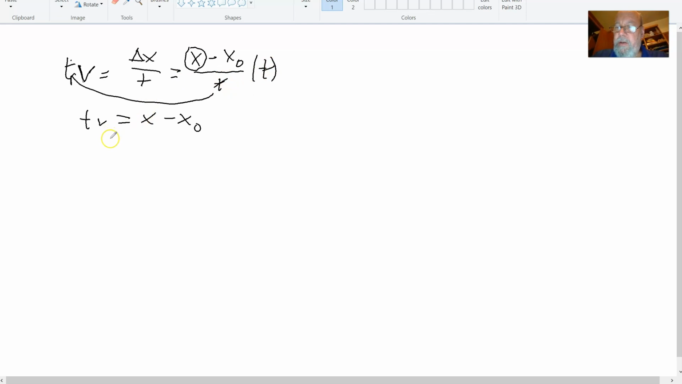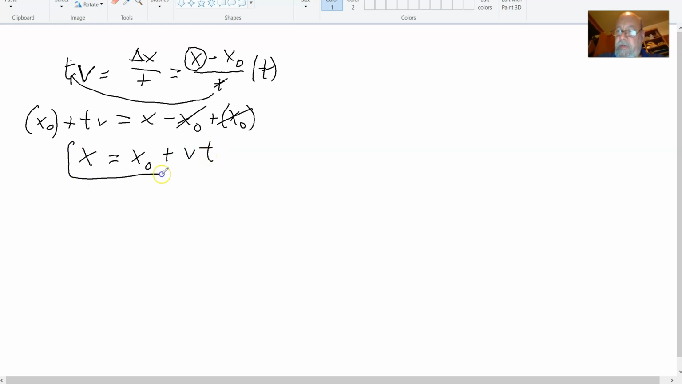Okay, the next thing I need to do if I want to get x by itself is I need to add x0 to both sides of the equation. So I'm going to add x0 and add x0. Okay, and that leaves us with x equals x0 plus velocity times time. Okay, that's going to be our first equation, and this is what I want you to put on your worksheet.